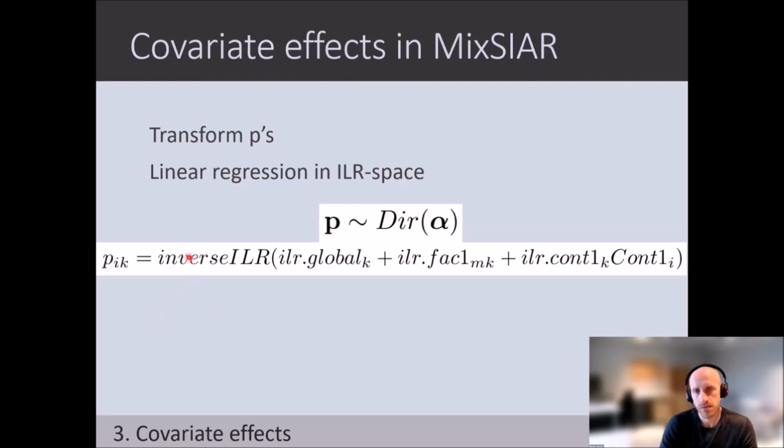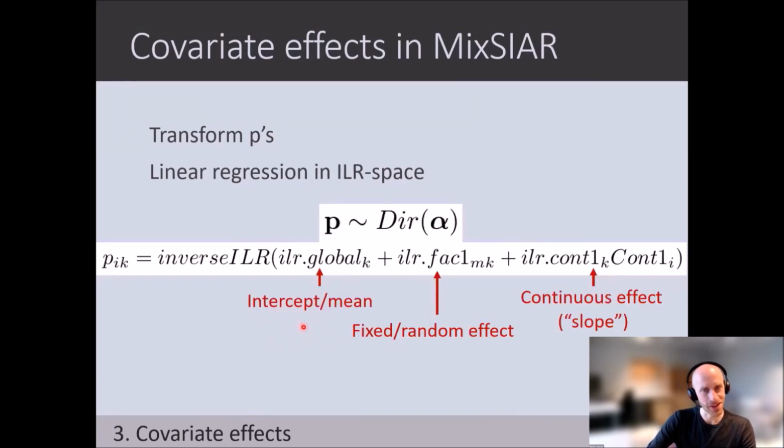If you do a transformation, we use something called the ILR transformation, then we can include effectively a linear regression in this ILR transform space. So we can estimate a global mean. We can estimate offsets for membership in the different factors, or we can estimate a slope term. The example that I will show is for alligators of different lengths, where their diet estimates change as a smooth function of length.